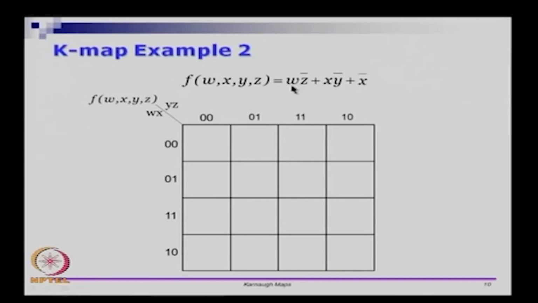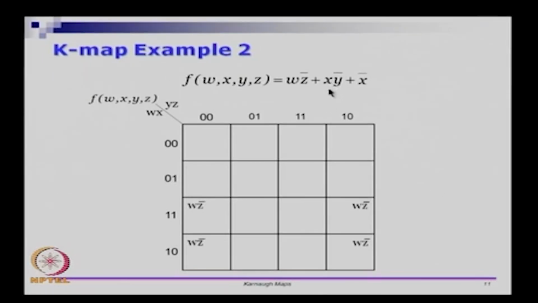So now let us see what the cells are that correspond to wz bar. We want w to be on and z to be off, which means we have to look at the rows where w is on. These are the 2 rows where w is on, but we also want z to be 0, or z to be off. So these are the 2 columns where z is off. So wz bar will correspond to the intersection of the condition where w is on, which are these 2 rows, and z is off, which are this column and the last column. So those are the 4 terms that correspond to wz bar.